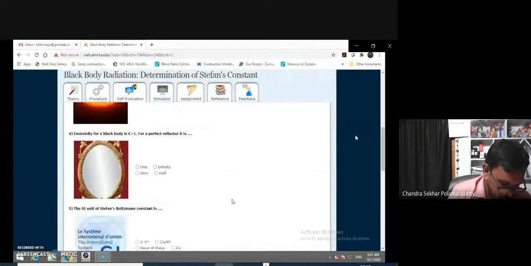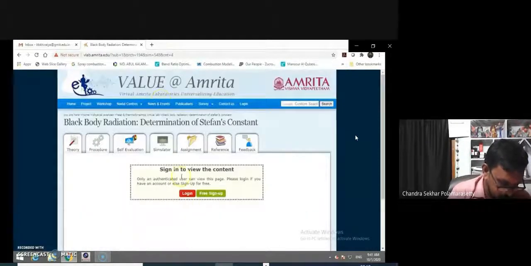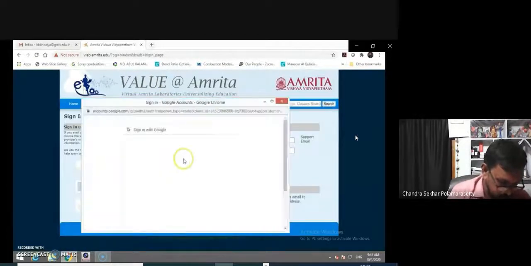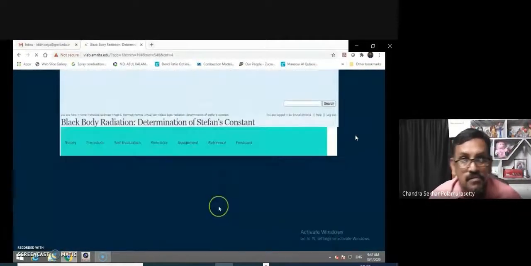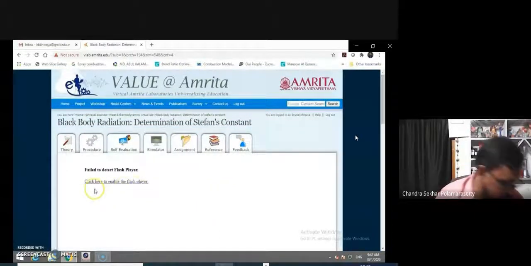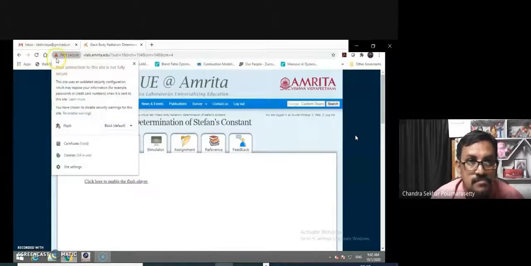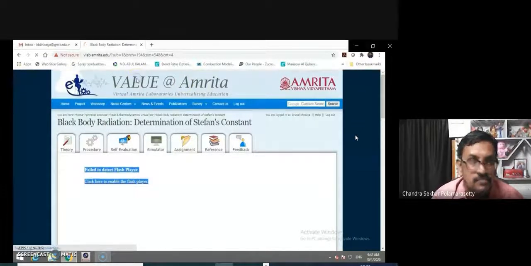So this is the observation table. We have to run this experiment for the trials. Then we have to note down the temperatures T1, T2, T3, T4, and the time to reach the steady state conditions. The mass of the disk is in kg. Then the specific heat of copper, radius of the disk, area of the disk, then we need to know the slope, and by substituting all these variables, we are able to calculate the value of sigma.